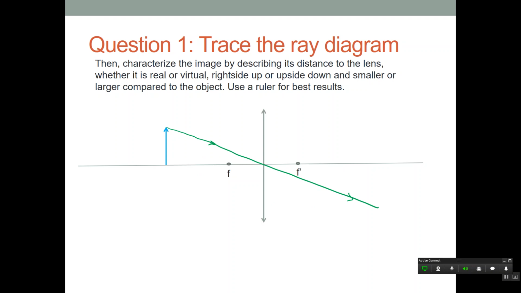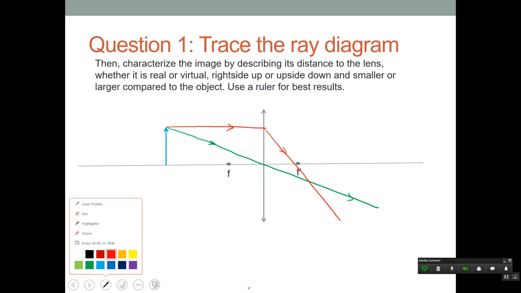Then it's parallel. Oh, we should do a different color, right? Parallel and through the focal point. And it has to go through the lens, so I know which focal point to choose. The last one is through the focal point and parallel.